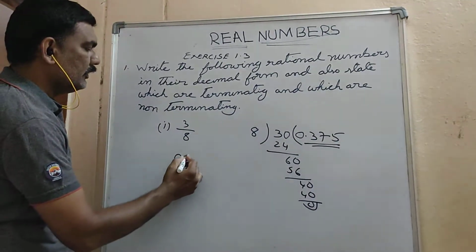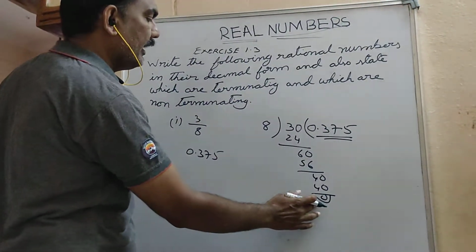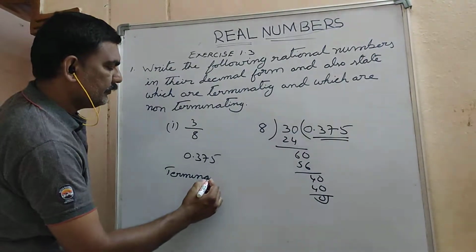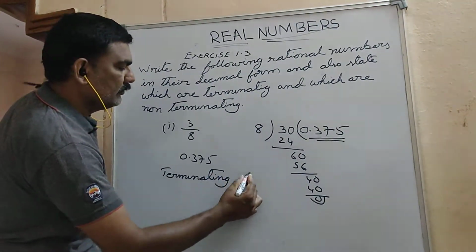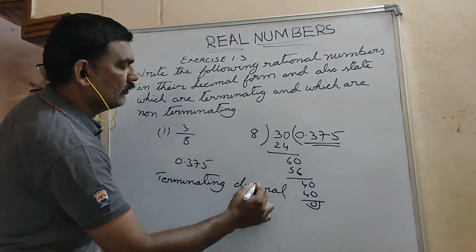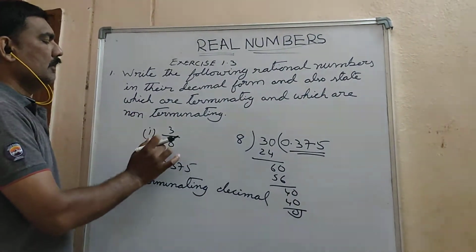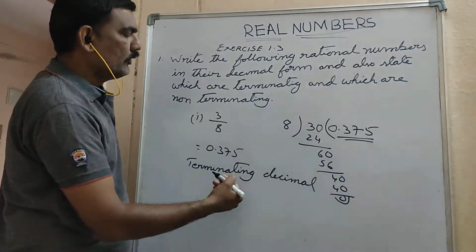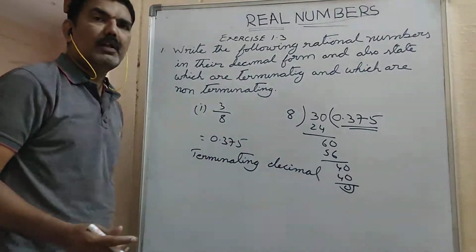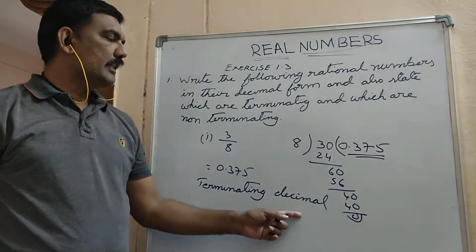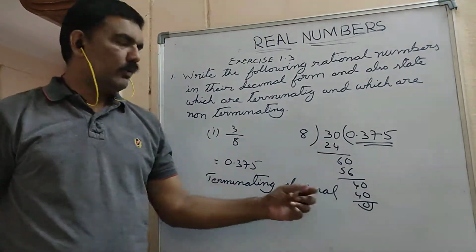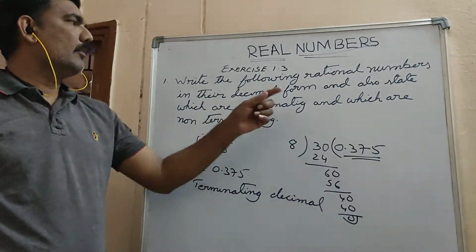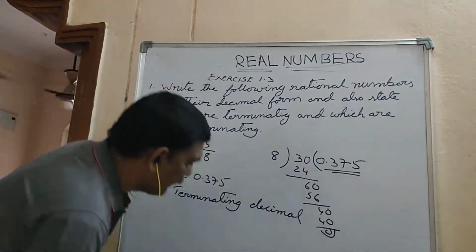As you got remainder as 0, this is called a terminating decimal. So this is a rational number, you expressed it in decimal form and also said whether it is terminating or non-terminating. After division, if you got remainder as 0, it is terminating. If you did not get remainder as 0, it is called a non-terminating decimal. Next, second question.